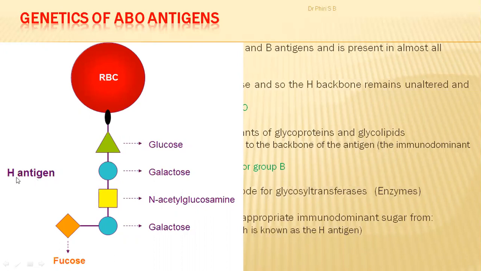This H antigen will form the backbone for other antigens. So what do I mean? Depending on a type of sugar moiety that is added to a galactose here, then it can be transformed into antigen A or antigen B. So if we add another galactose here to this galactose, then you're going to have antigen B. But if you're going to add N-acetylgalactosamine to this galactose here, then it will form antigen A.